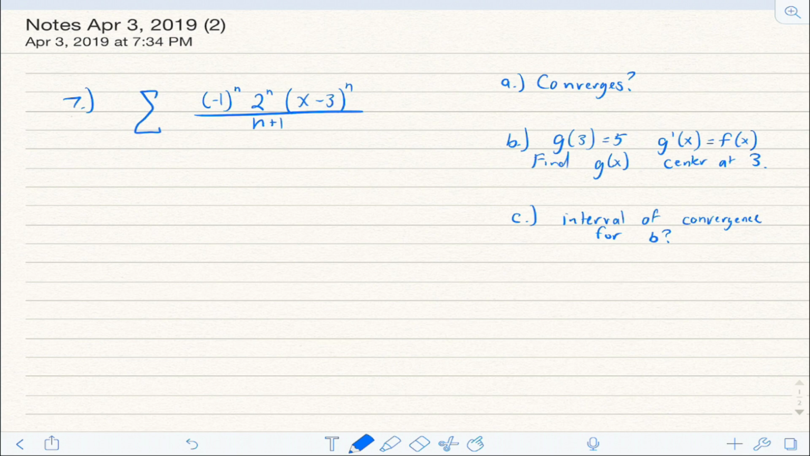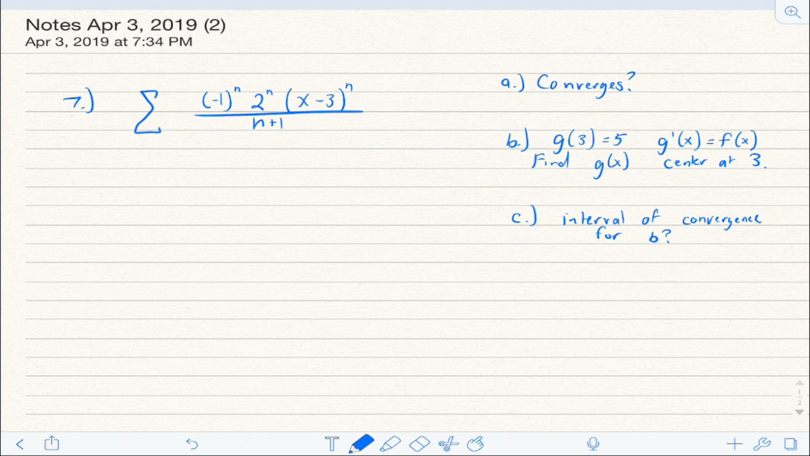So I'm going to be working with number 7. We're going to be working with this power series, and we're going to be running through each individual part. So for part A, we're going to figure out where this series converges. We're going to end up having some type of interval of convergence, and then show analytically the analysis that led you to that conclusion.